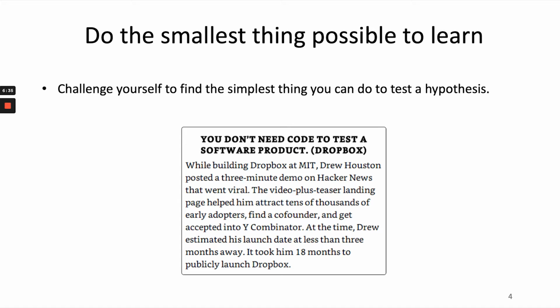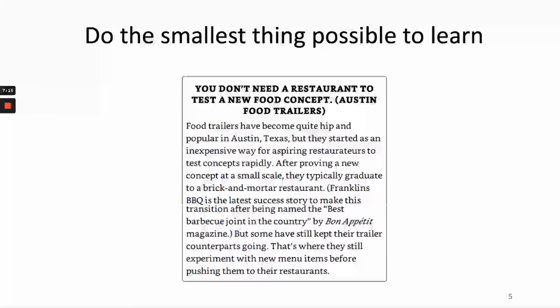Early adopters are the customers or people who are looking for new technologies, new ways to use things, and so on. So those are early adopters. And just based on this video, he was accepted into Y Combinator. Y Combinator is a very famous business incubator based in California, in Silicon Valley. So sometimes a video is enough for you to get the feedback that you are on the right path.